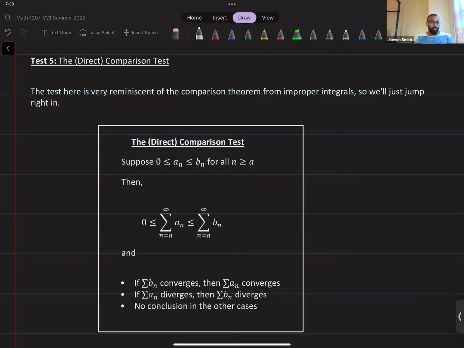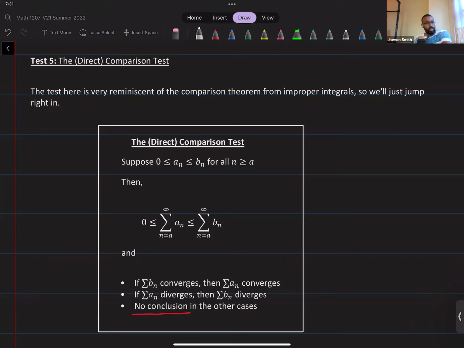And so you can know what's happening to the AN if you know that the BN is converging, because the AN will be forced to converge. You can also know what happens to the BN if you know that the AN is diverging, because that will force the BN to diverge. You cannot make a conclusion in any other case, right? So this is just like the direct comparison theorem for improper integrals.